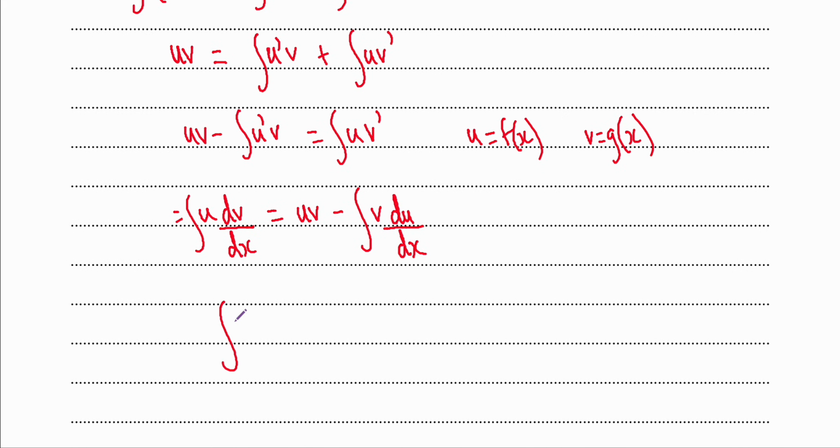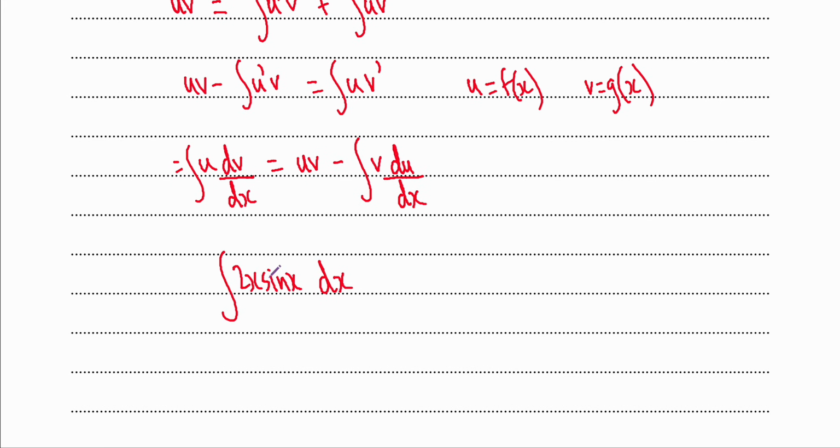Now this might not make a lot of sense right now, but let's say I ask you to integrate something like 2x times sine of x dx. Now what do we know so far? We know the reverse power rule, and we know integration by substitution. And none of these would work, because what can you even substitute here so that integration by substitution would work? There's really nothing you can do.